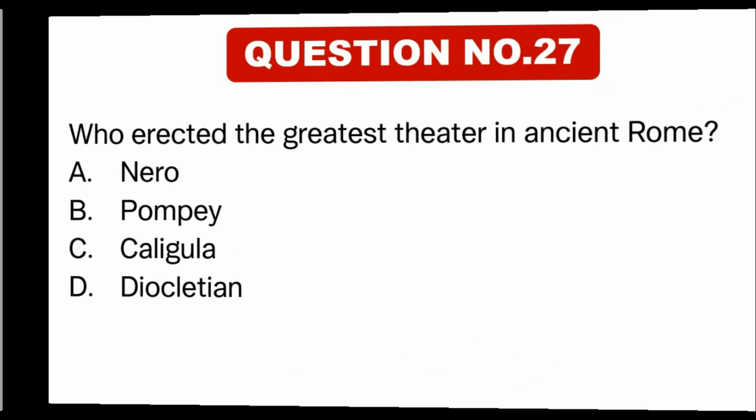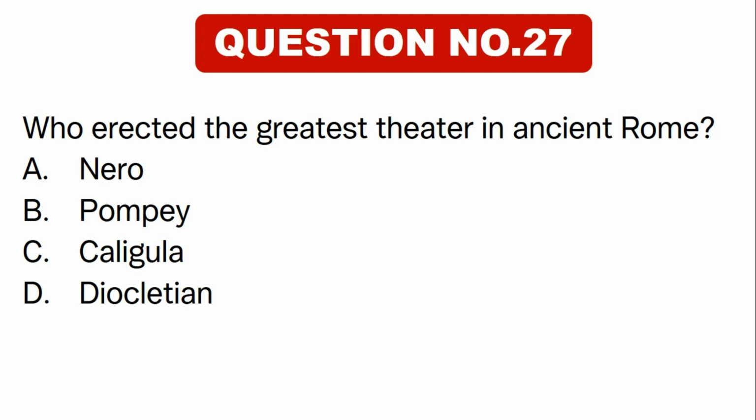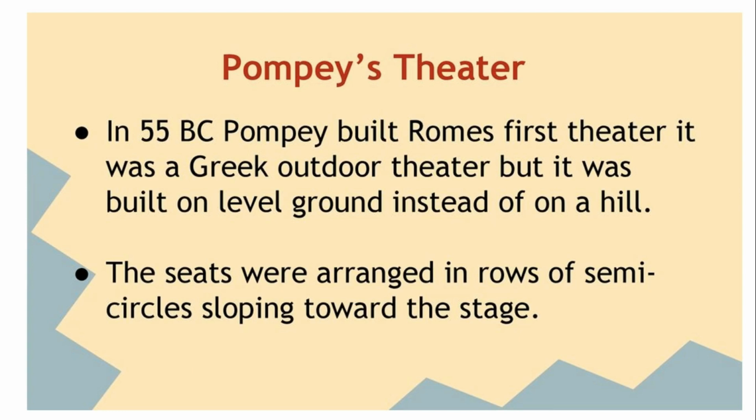Question number 27. Who erected the greatest theater in ancient Rome? A. Nero. B. Pompey. C. Caligula. D. Diocletian. Correct answer is Pompey. The theater of Pompey. In 55 BC, Pompey built Rome's first theater. It was a Greek outdoor theater, but it was built on level ground instead of on a hill. The seats were arranged in rows of semicircles sloping toward the stage.